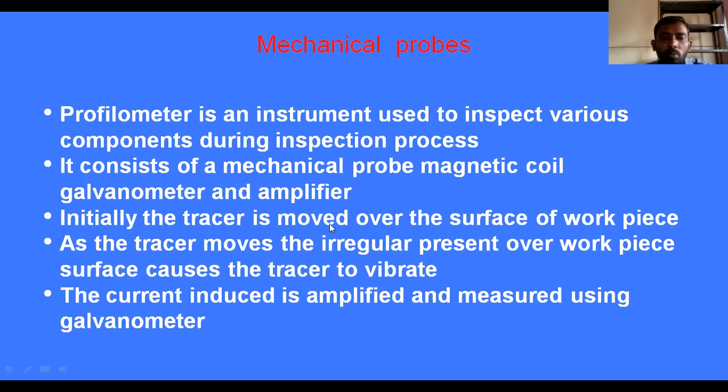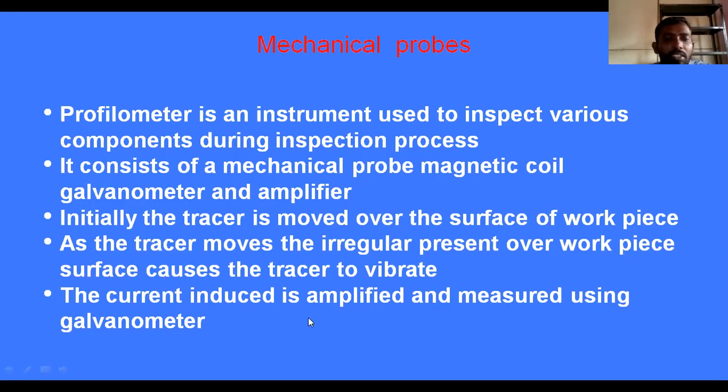Initially, the tracer is moved over the surface of the workpiece. Tracer means the magnetic coil assembly. As the tracer moves, the irregularities on the surface of the workpiece cause the tracer to vibrate. So when the tracer moves over the surface of the workpiece, the mechanical probe contacts the workpiece and automatically gives some vibration. The vibration shows the quality of the part. So this is one of the working procedures.